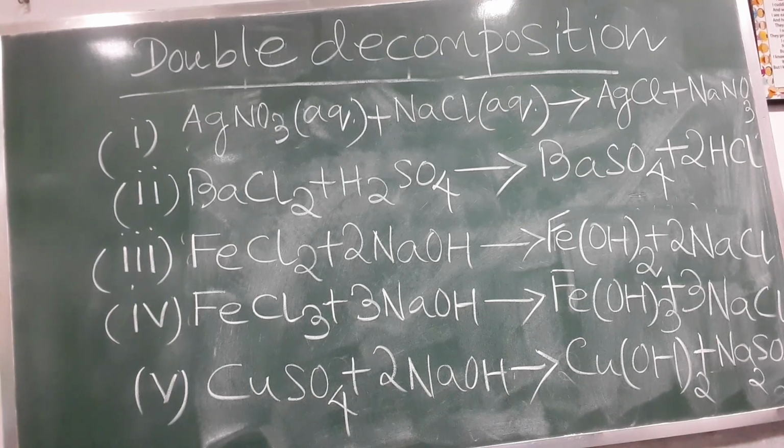In the fifth reaction, copper sulfate solution, which is blue in color, reacts with sodium hydroxide solution to form a pale blue precipitate of copper hydroxide and sodium sulfate.